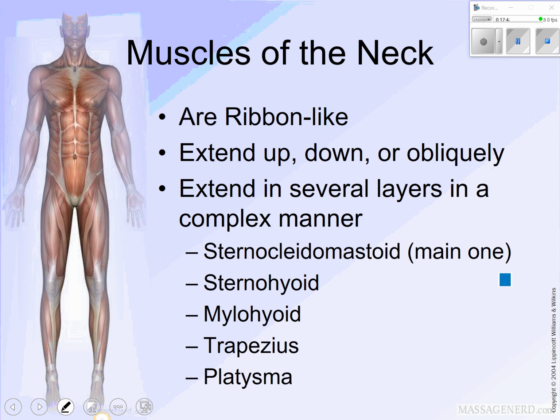This is just an outline of what we're going to go through on the next slide, showing you the muscles of the neck. Some characteristics of these muscles of the neck are that they are kind of ribbon-like. They extend up, down, or obliquely. They extend in several layers in a complex manner. So this is kind of an outline of the muscles we're going to go over.